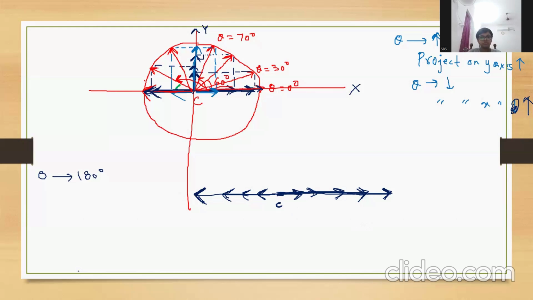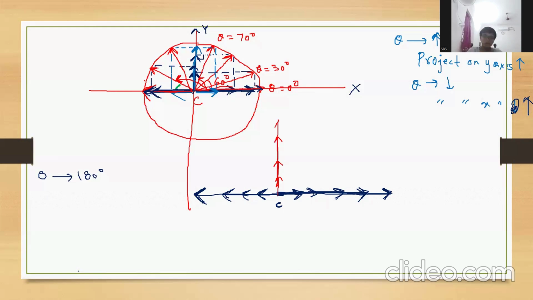Now when theta is 0 degrees, there is no projection on the y-axis. When you are going to increase theta, the projection length on the y-axis is going to increase. Initially it is like this, and after this the length is going to increase.